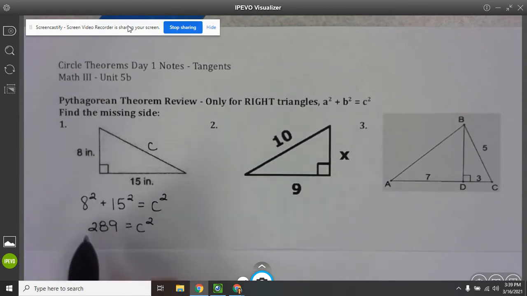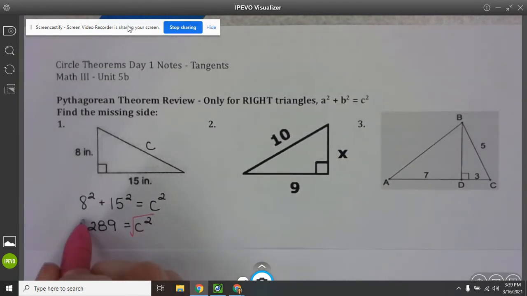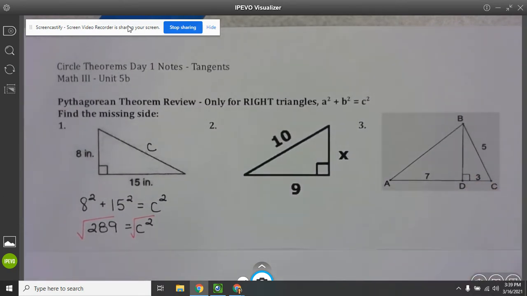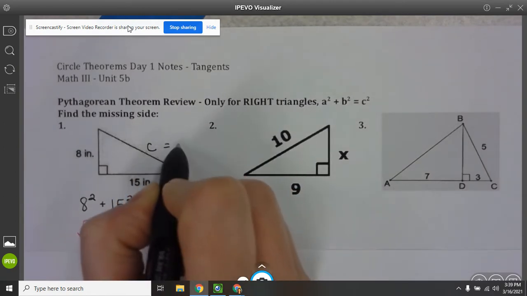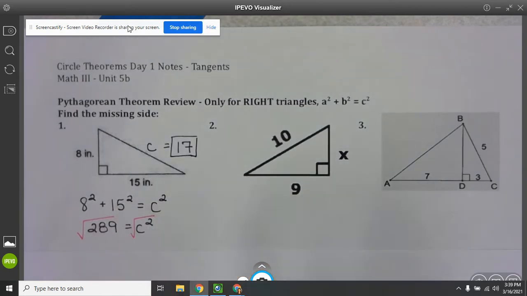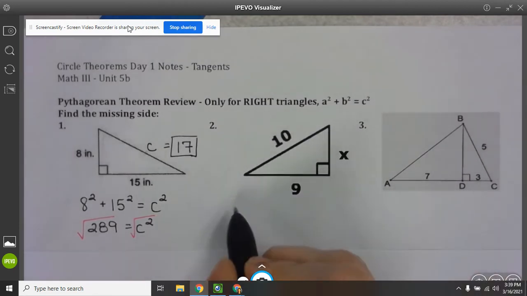And then if I want just C, I'm going to take the square root of both sides, and that tells me that my C value would be 17. Because the square root of 289 is 17. And if you have something like this where you have whole numbers for both legs and the hypotenuse, that's called a Pythagorean triple. Just FYI.